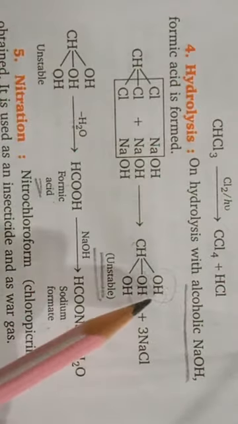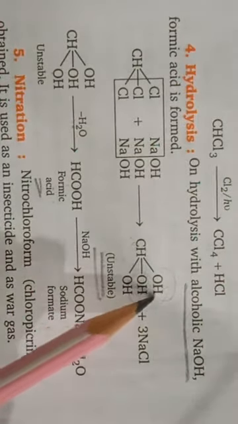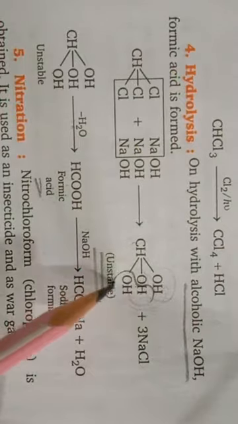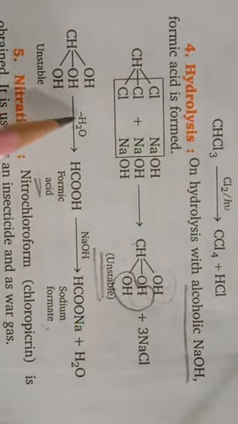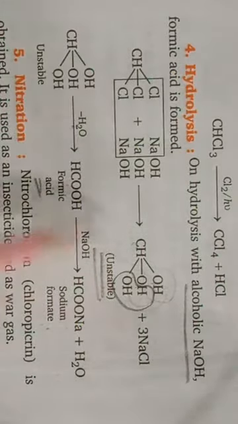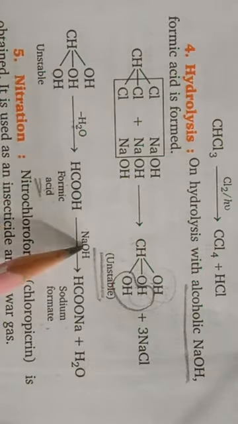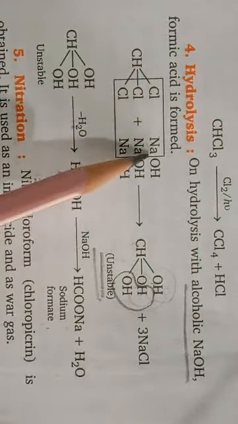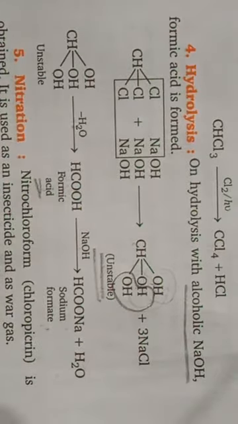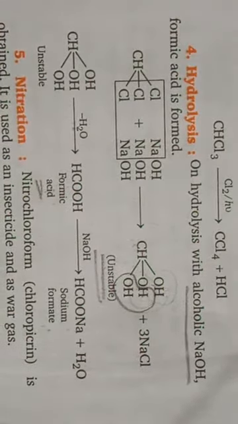So from this unstable compound, a molecule of water will be removed, and then this compound will be converted to formic acid, and this formic acid at last, due to the presence of sodium hydroxide, will be converted to sodium formate.